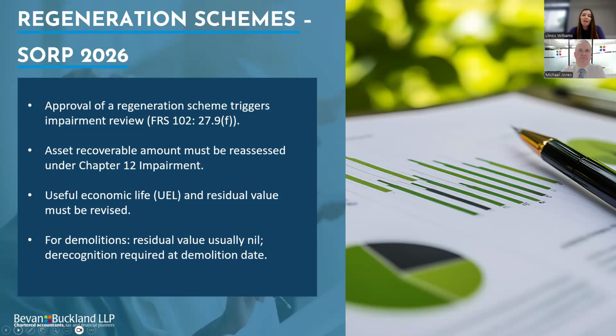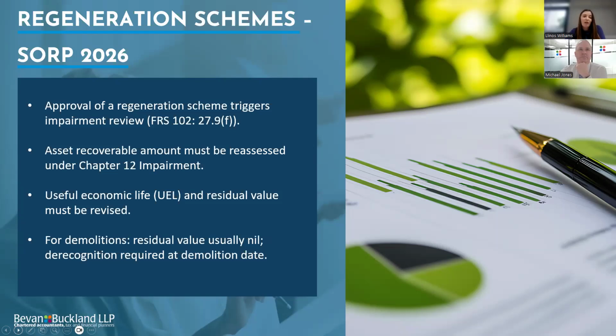The organisation must reassess the recoverable amount of the affected assets. That reassessment must be carried out under Chapter 12 of the Housing SORP, which sets out the impairment model for social housing assets. The key requirement is to compare the carrying amount of the asset or the asset group to its recoverable service amount, effectively the higher of value in use or fair value less cost to sell. So, useful economic life and residual value.